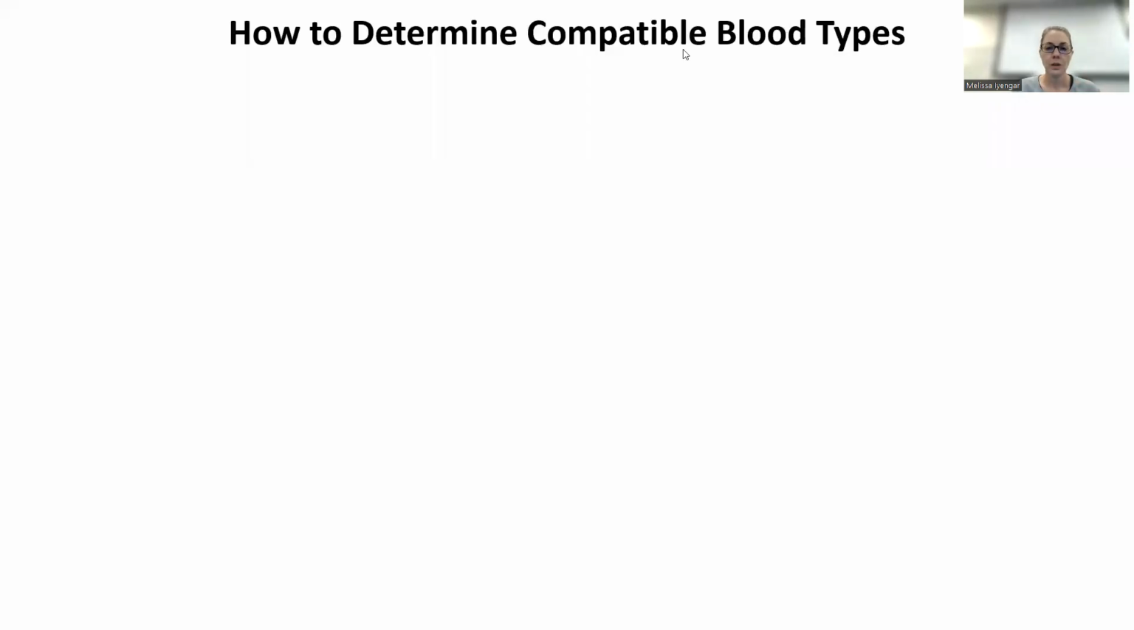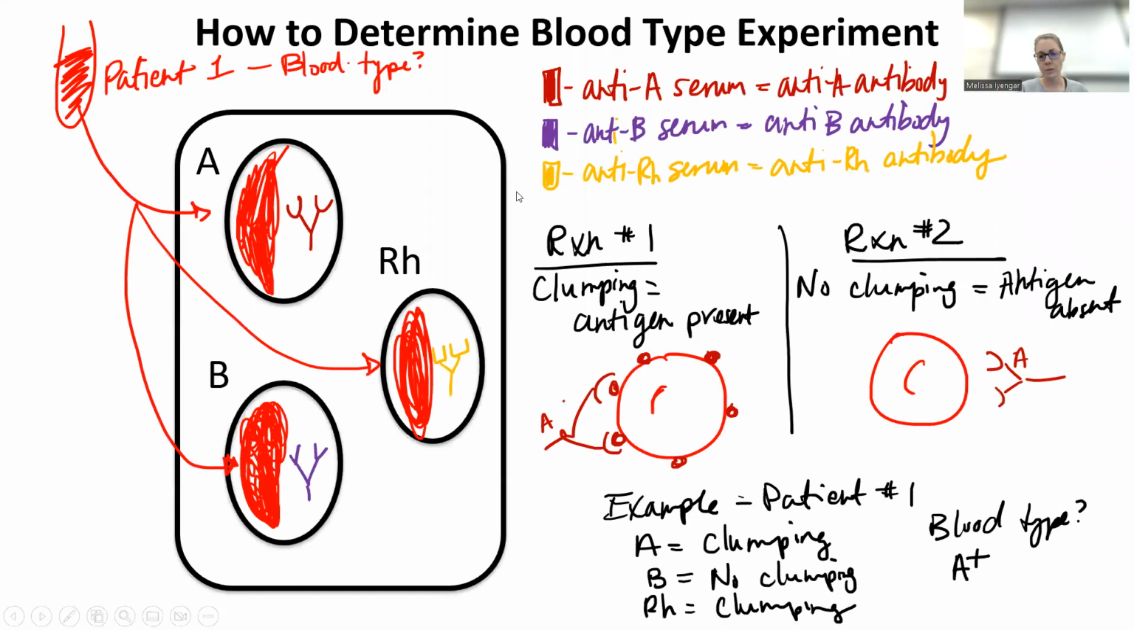Okay, so next thing that we're going to do, we determined our patient's blood type, right? Let's just use that our patient's blood type is type A positive. And now your patient is going to undergo surgery, and you need to have some reserve blood on hand in case something bad happens to them during surgery. So we have to figure out what are the compatible blood types.